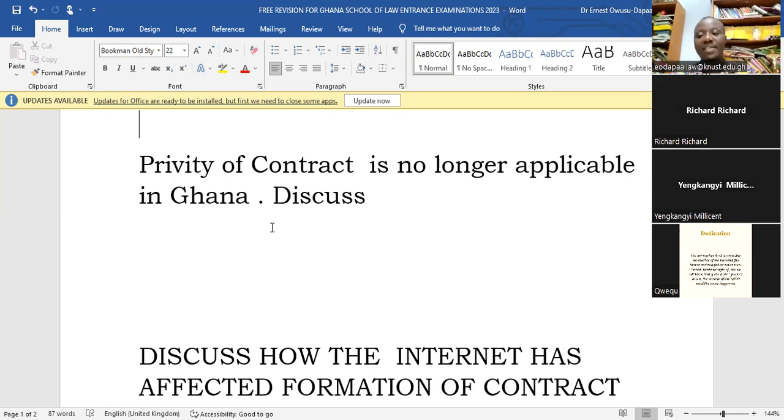vitiating factors. So let's start with mistake. Is there anything about mistake you need assistance with? Misrepresentation? Or any question from there you want to discuss? Okay, duress. Anything about duress? Okay, I think somebody has put something in the chat.